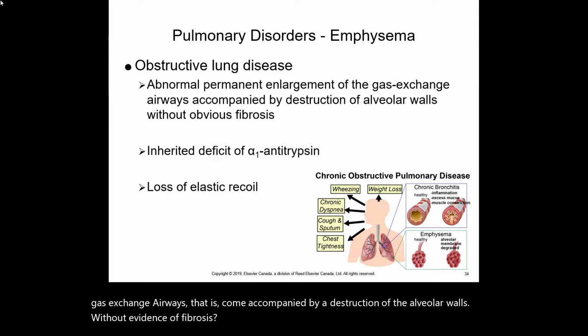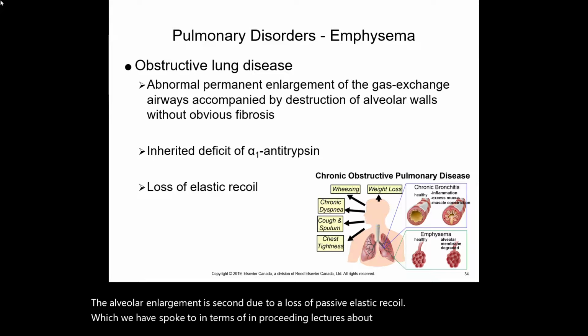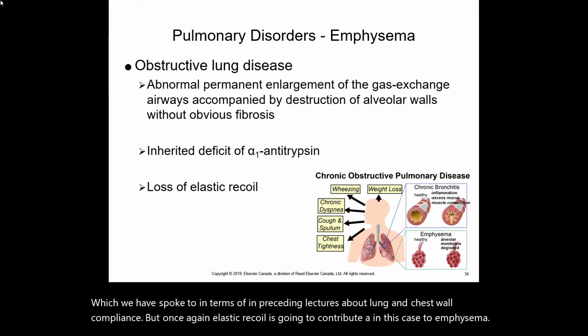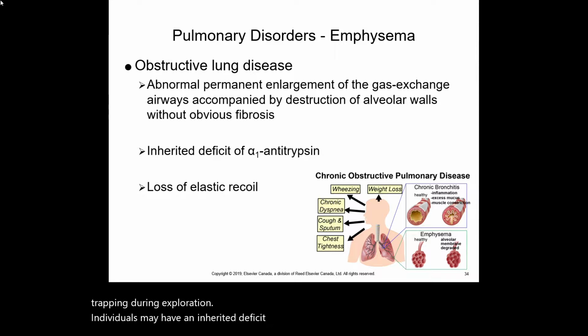The alveolar enlargement is secondary to a loss of passive elastic recoil, which we have spoken to in preceding lectures about lung and chest wall compliance. But once again, elastic recoil is going to contribute in this case to emphysema. Individuals can also experience airway collapse and an obstruction of the gas flow and air trapping during expiration. Individuals may have an inherited deficit of alpha-1 antitrypsin as well.